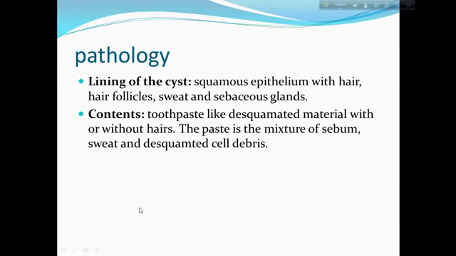Pathology: the lining of the dermoid cyst is squamous epithelium, and it would contain hairs, hair follicles, sweat and sebaceous glands, and it contains toothpaste-like desquamated material with or without hairs. The paste is a mixture of sebum, sweat, and desquamated cell debris.